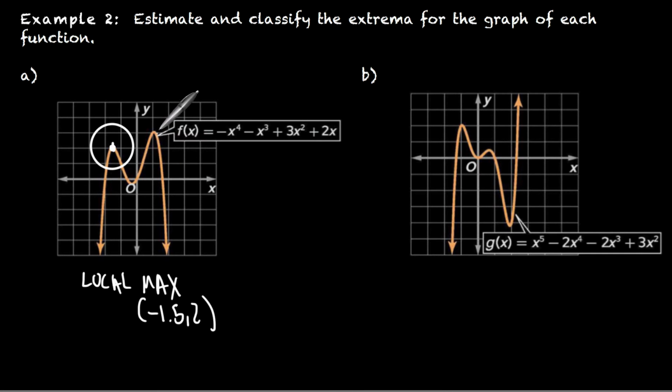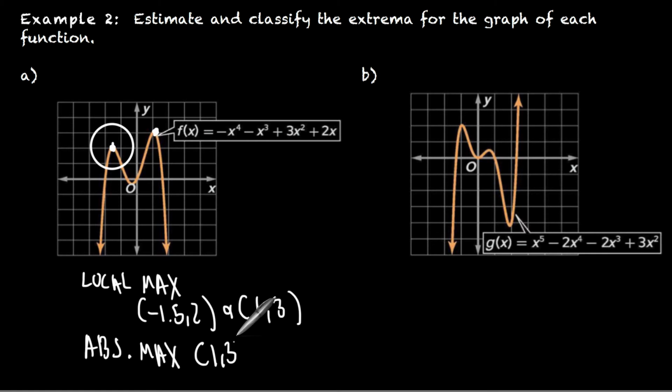And there's another maximum right here, and that's going to be at over 1 and up 3. So there's another one at 1, 3. Now, because this point is the highest point on the entire graph, I will also call that an absolute max. Absolute max at 1, 3.